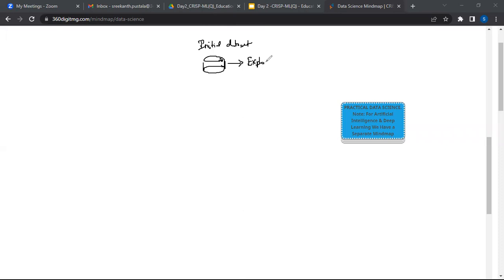for example, let's take an initial data set here. If I have an initial data set, this data set I have in a database. So this is the initial data set I have. From here, the next process that we are going to look into is EDA, exploratory data analysis. So we first start with exploratory data analysis.